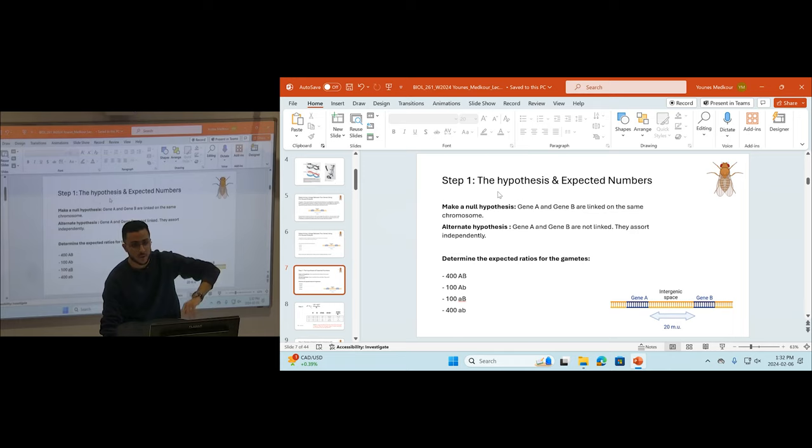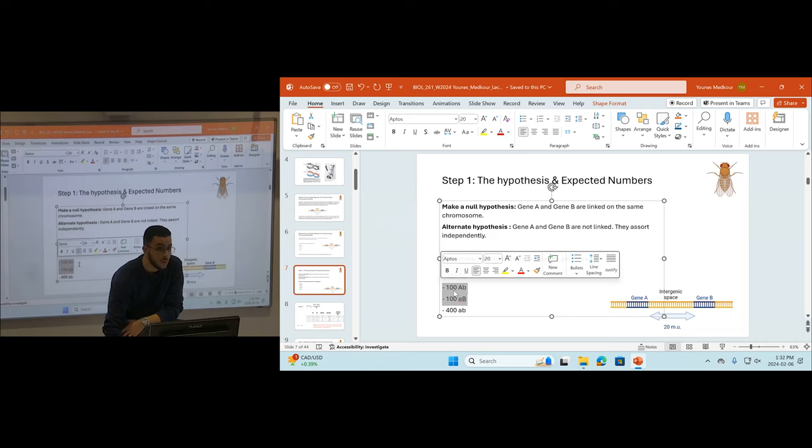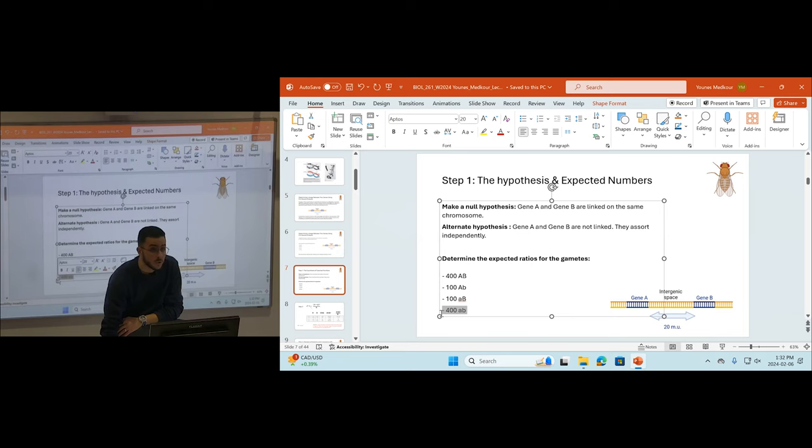And then at the bottom here, the expected, do you understand how I got to these numbers? Yeah. So I'm talking about two genes that are 20 mapping units apart. That means the two genes have a 20% recombinant frequency, okay? So the recombinants will be 20% of the total progeny, which is 1,000. So 20% of 1,000 is 200. Now, these two are the recombinants. Why? Because we are talking about a cis configuration of two linked genes. So that means the parentals will be this one and this one, which total 80% of the progeny. Clear up to now? Good.